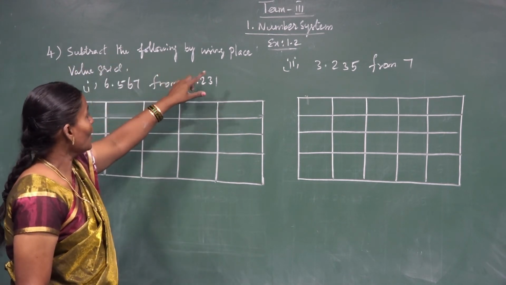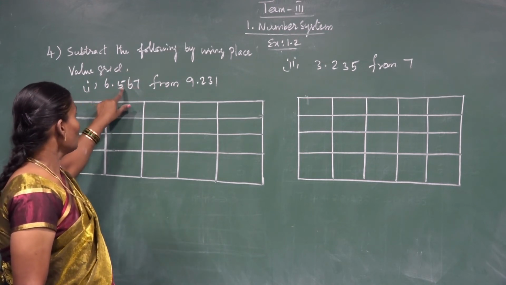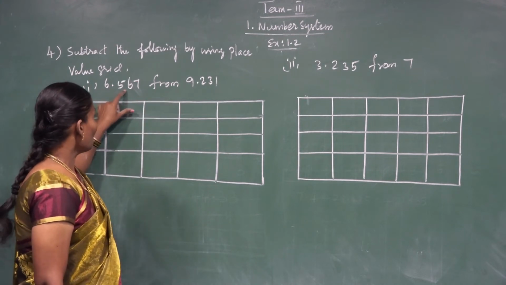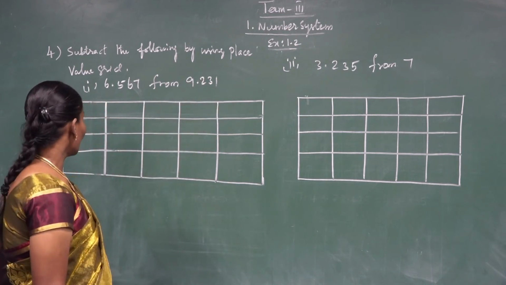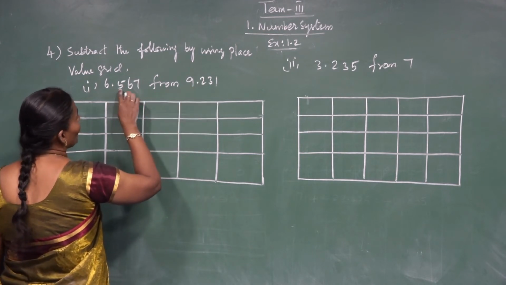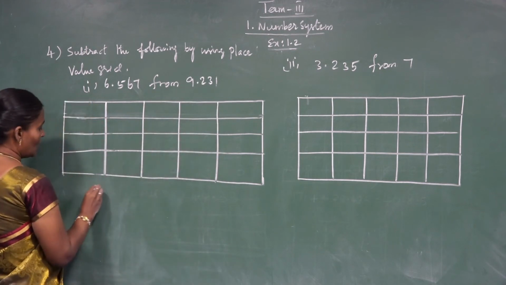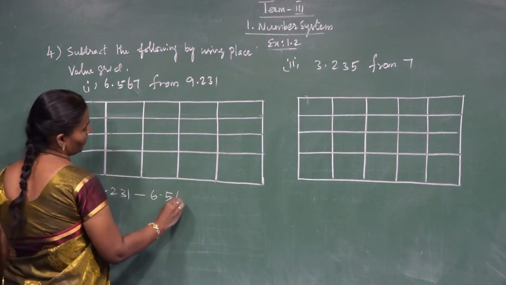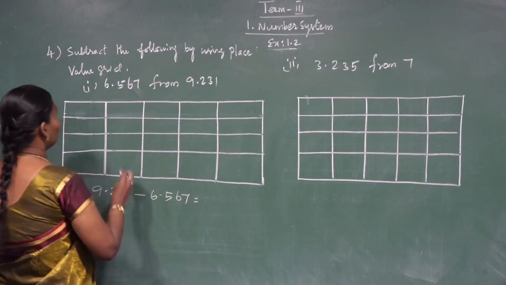Children, now see exercise 1.2, the fourth sum. Subtract the following by using place value grid. Subtract 6.567 from 9.231. How do you write this? 9.231 minus 6.567. Understand, children?